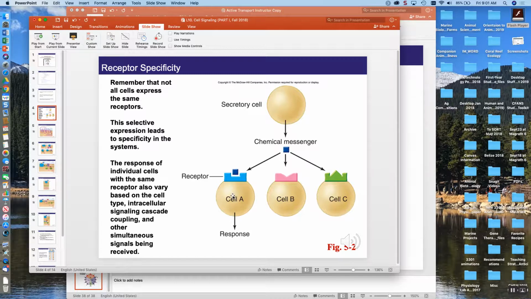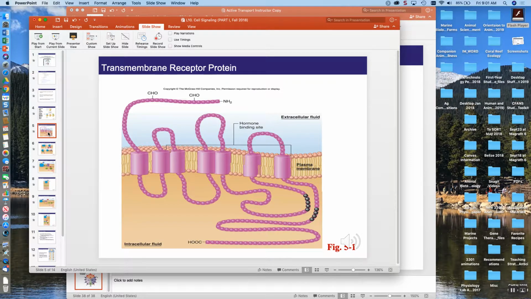Only those that are specifically expressing the receptor for it. Today we're going to be talking specifically about G-protein coupled receptors. We'll apply this when we actually get to the heart and talk about the sympathetic and parasympathetic nervous system. I'll just briefly talk about that in a minute.